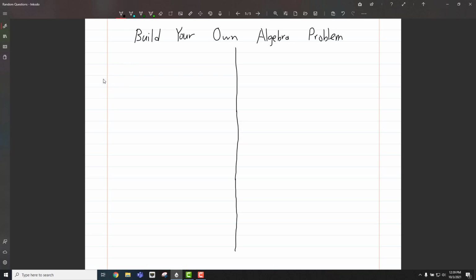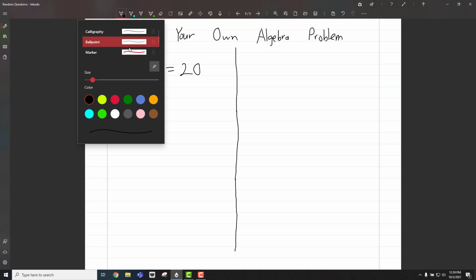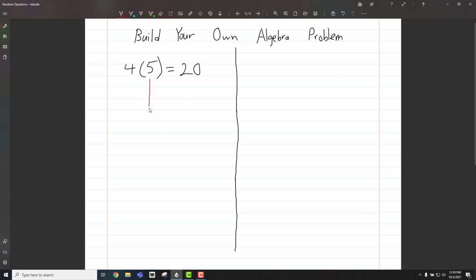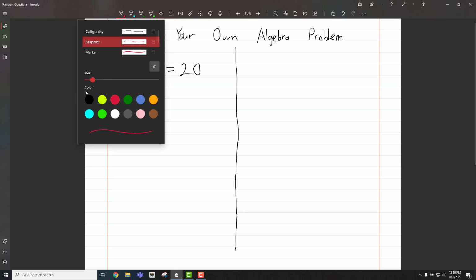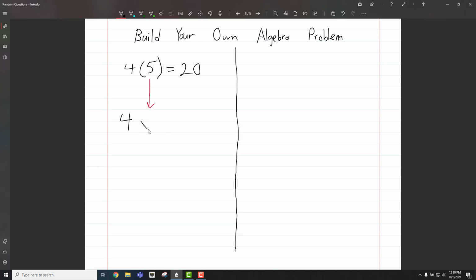I'm going to start with just a single step problem as an example, but really all we do is create either an addition or a subtraction or a multiplication or division fact. For instance, let's say I want to do 4 times 5 is equal to 20. Just work it out. And then to build an algebra problem out of this, just replace one of your values with an x. There we go.